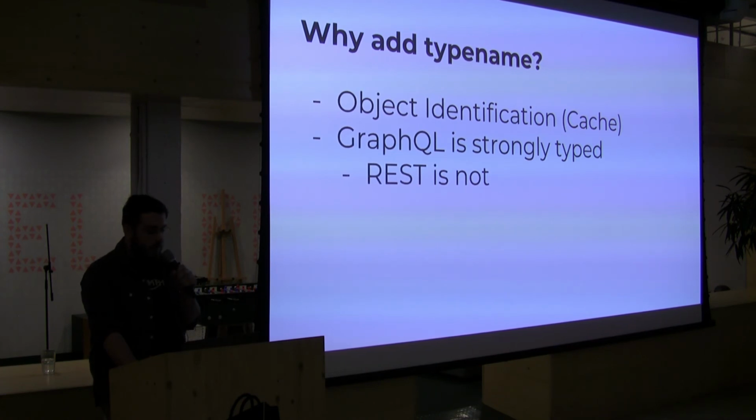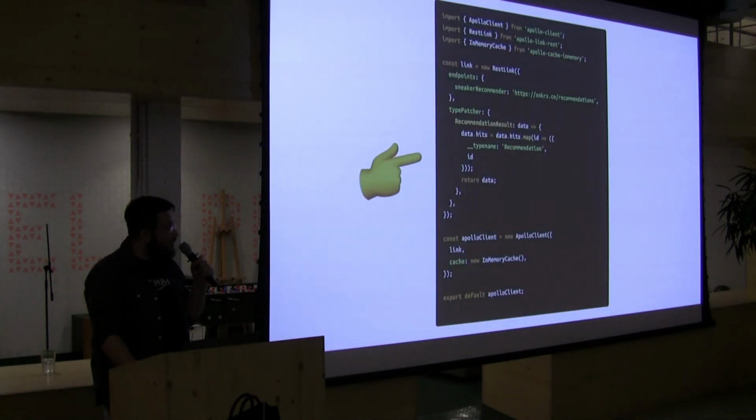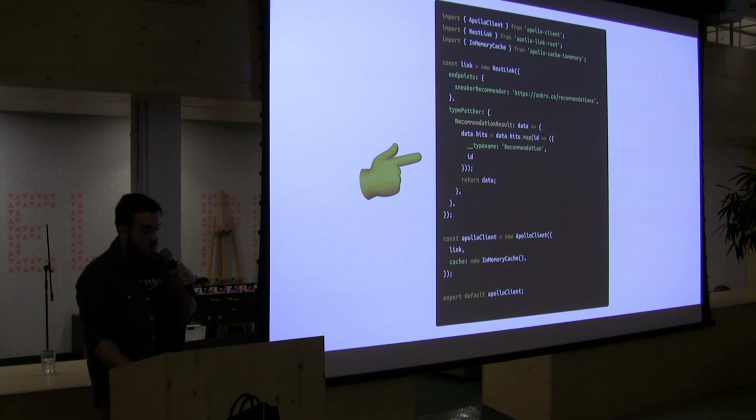This also allows us to be a little bit more strict with our types coming in from that REST endpoint. So in our Apollo client, we need to add a thing called type patcher right there. This gives us the ability to add a type name to some piece of data we care about that may be deeply nested in our response.